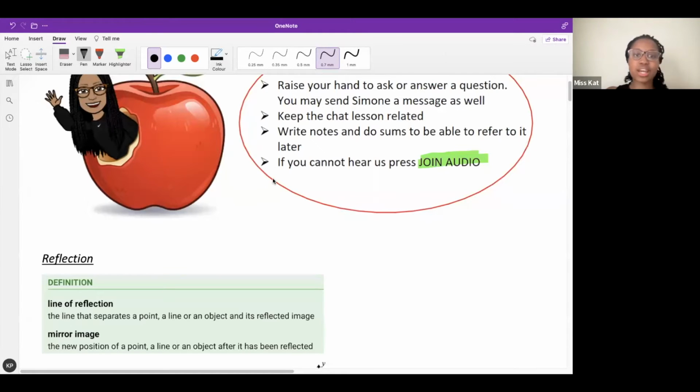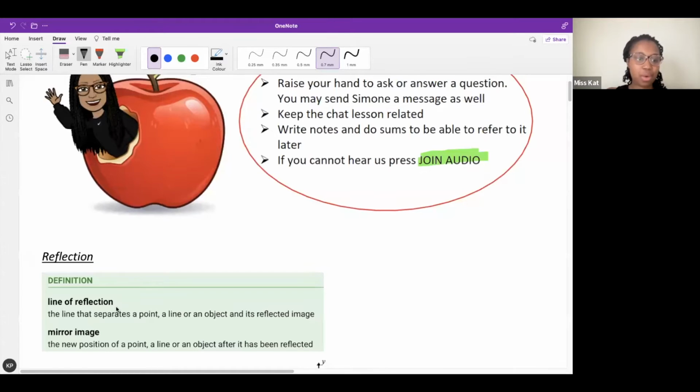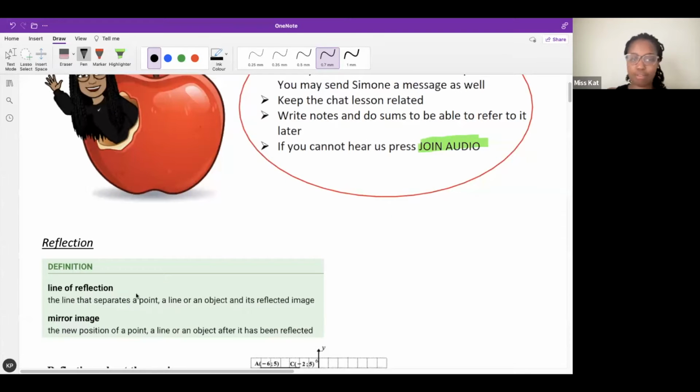So first things first, in reflection, we are going to identify our mirror, which is what we're going to call the line of reflection. So you must identify, where is my mirror? The line of reflection is the line that separates a point, line, or object and its image. So if I say my x-axis is the line of reflection, that means we take our x-axis as the mirror. But if I say the y-axis is my line of reflection, that means the y-axis is my mirror. I'll talk about what all those mean just now.